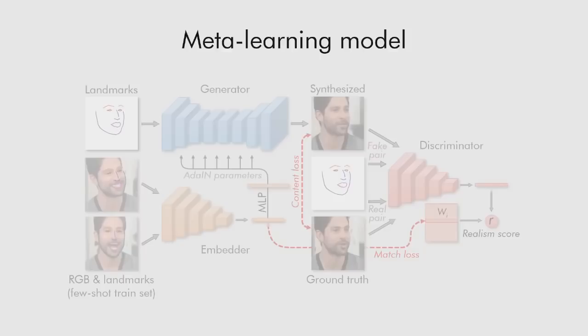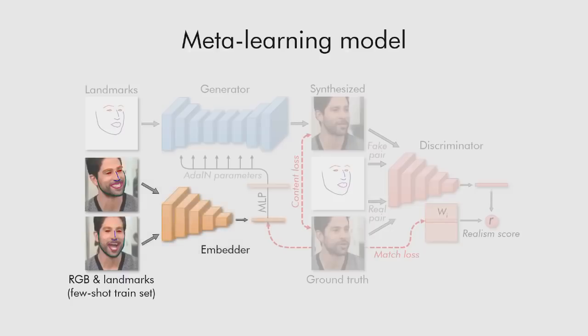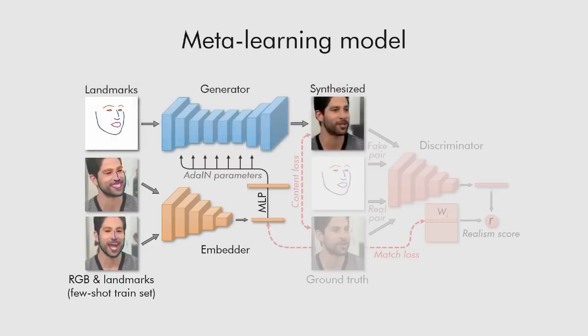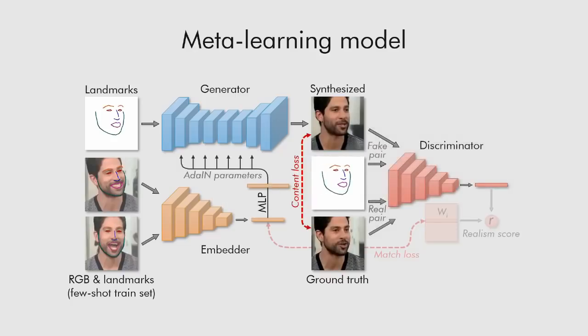The embedder network maps frames concatenated with the landmarks into vectors, containing pose-independent information. These vectors are used to initialize the parameters of adapted layers inside the generator network, which maps landmarks into the synthesized video. Finally, the discriminator network assesses the realism, pose, and identity preservation of the generated frames.